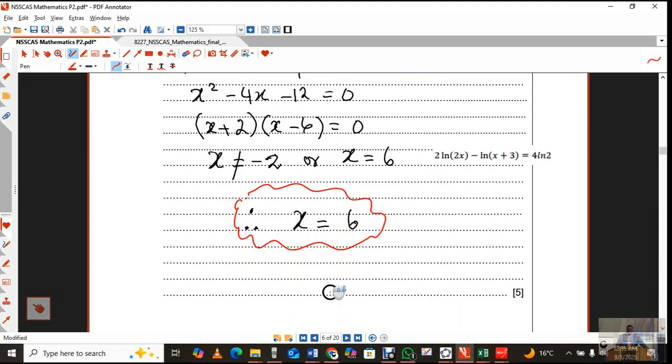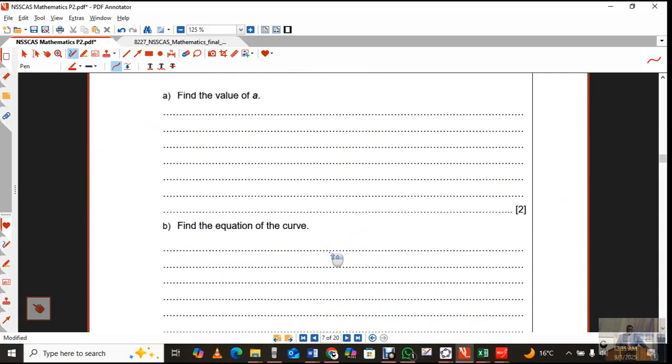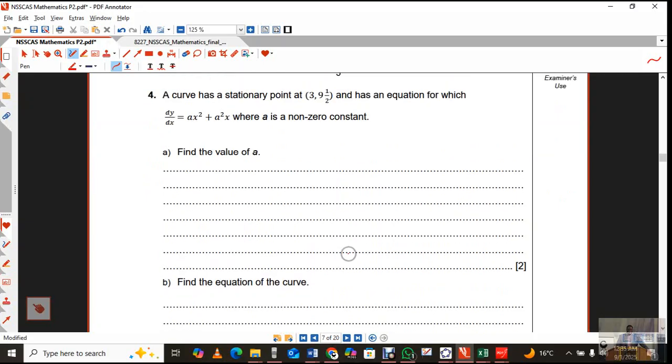Right. Then let's go to question 4. They say a curve has a stationary point. Now they are giving you the point (3, 9.5), and the dy/dx is given to us: ax squared plus a squared x, where, and this is important to note, a is a non-zero constant.